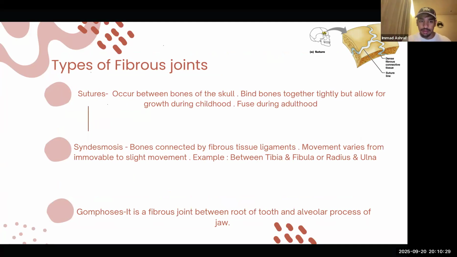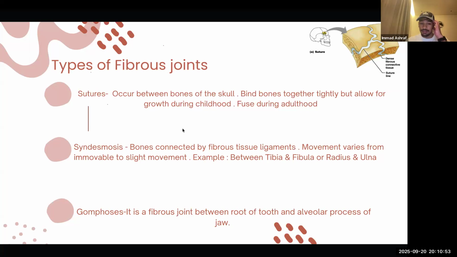They're silly names, but sutures are the joints of the skull. I told you a million times already. They're between the bones of the skull. They bind the different cranial bones tightly, but allow for growth and fusion in adulthood. So these are sutures. They're fibrous joints. And as I said earlier, they can't move. So it makes sense. And in the diagram on the top right, you can see the sutures between the two cranial bones.